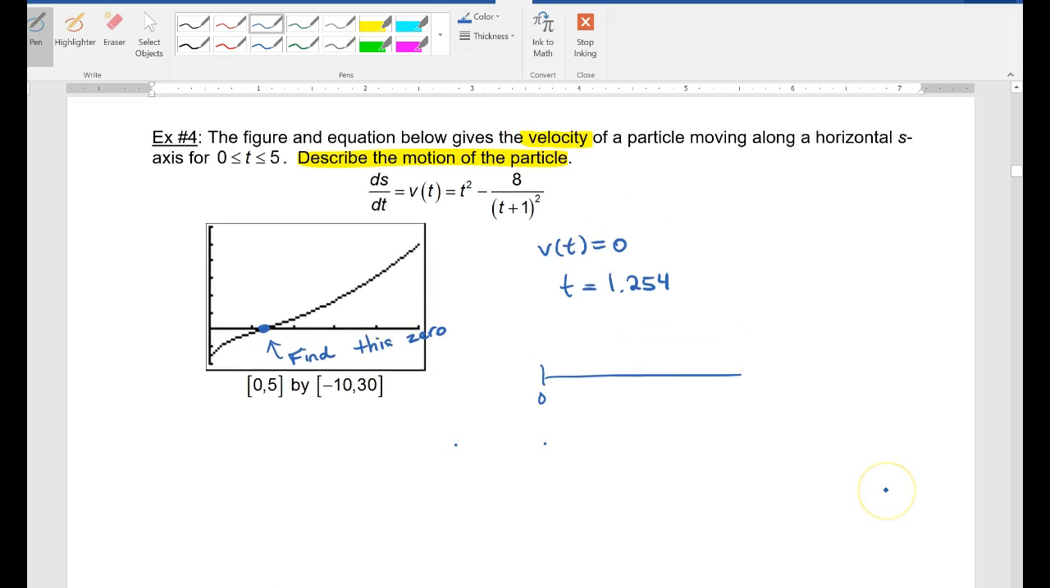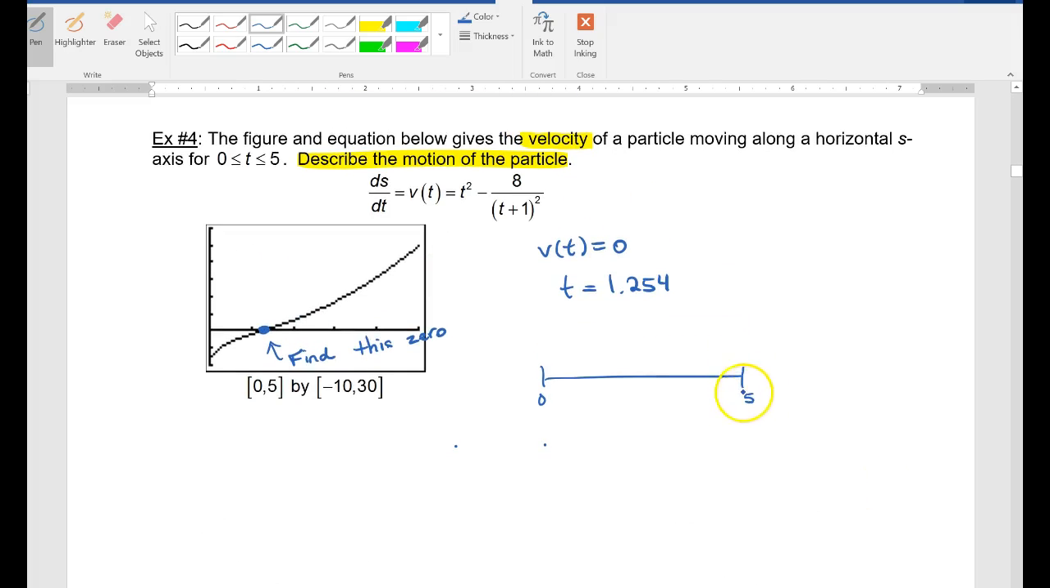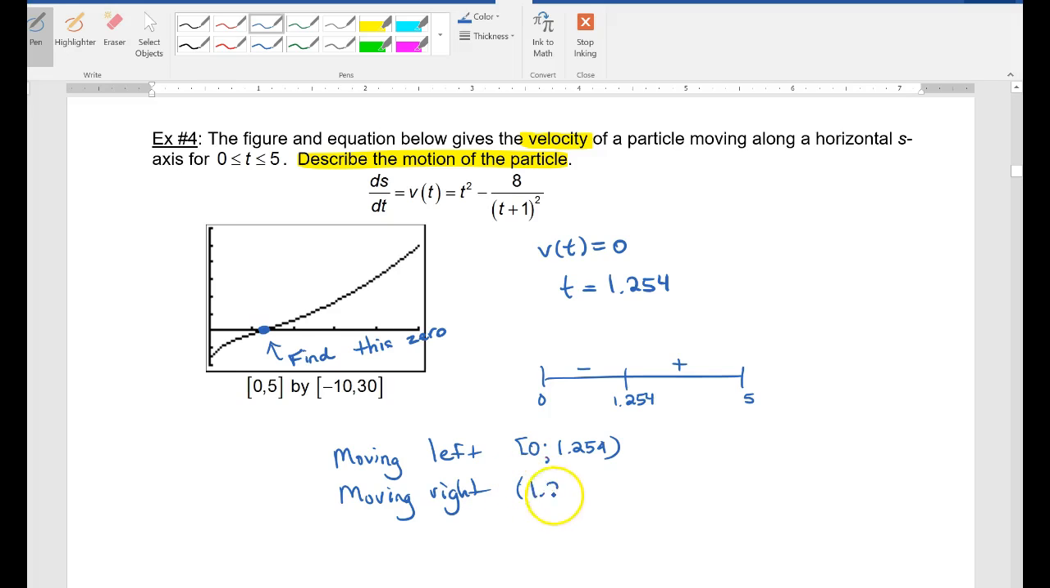From 0 to 5, minus 1.254. Anybody else? Yeah. Okay, so it's moving. Where is it moving to the left? From 0 to 1.254, and then it's moving to the right from 1.254 to 5.